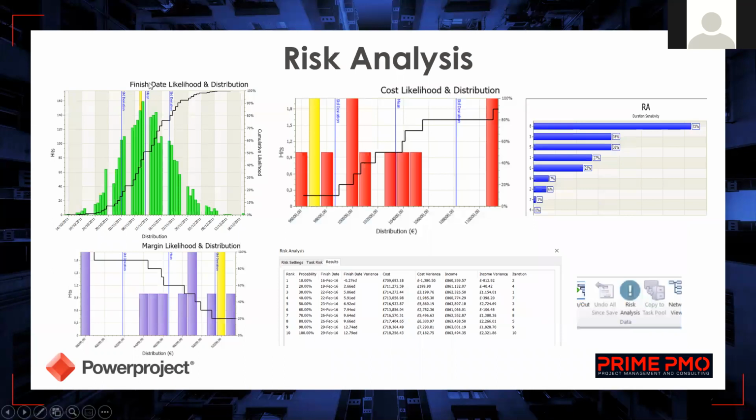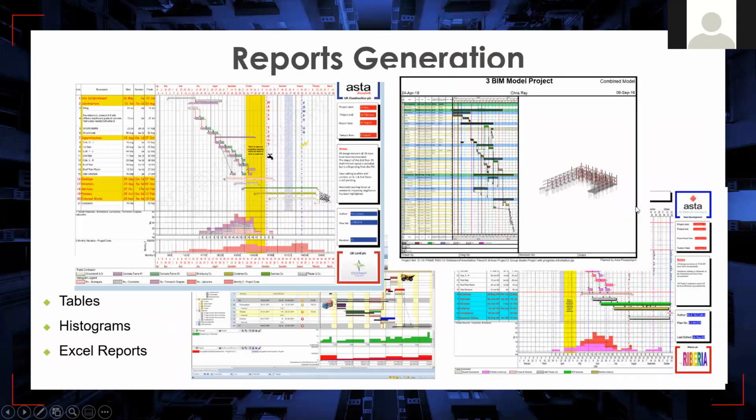So risk analysis can be performed, so you can determine the uncertainties, the effects of the factors that are affecting our schedules. It can be based on duration, it can be based on cost or margin likelihoods. You can display the critical activities with the tornado chart, and also we can see all the iterations in a list format.